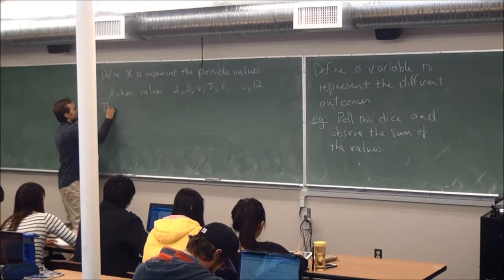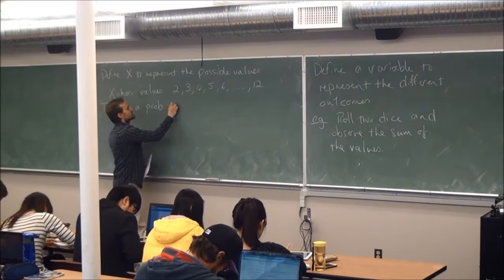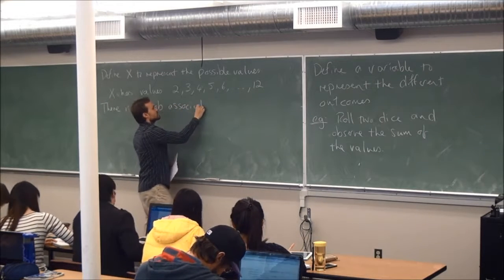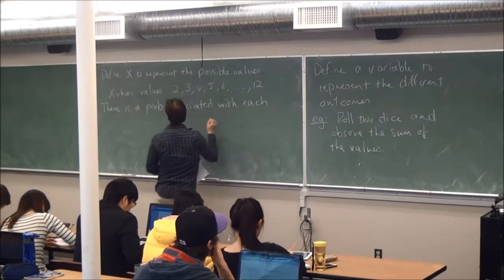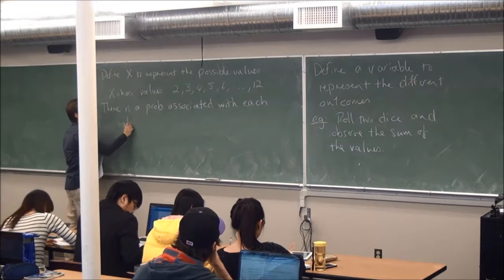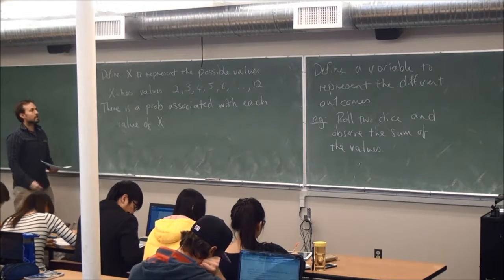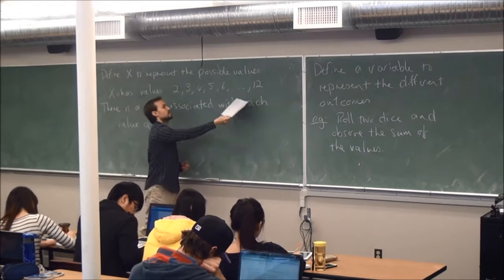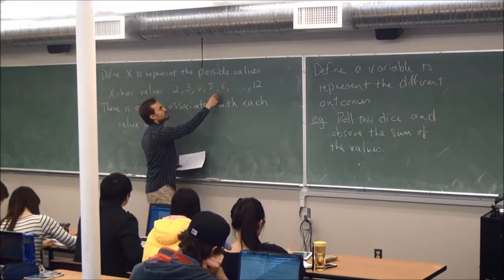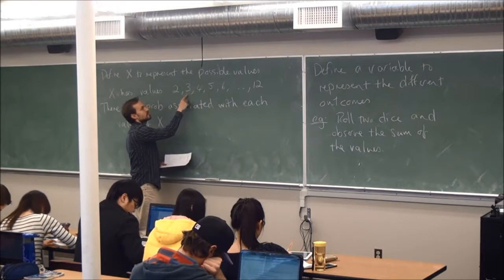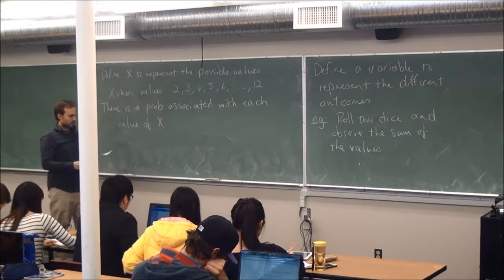And there is a probability associated with each of these values, with each value of x. So those are my possible outcomes, not too many in this case, and each one has a probability of occurring. Maybe this one's more likely than this one. So I have associated probabilities with each of these.